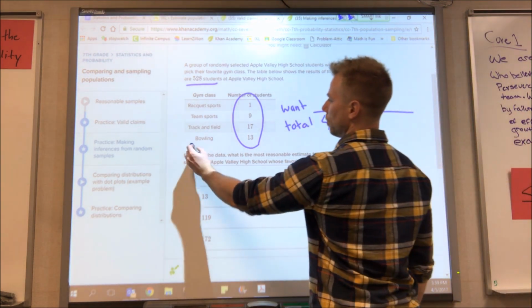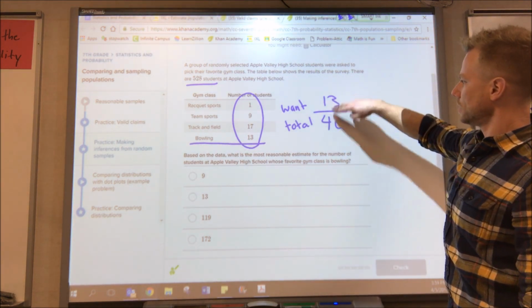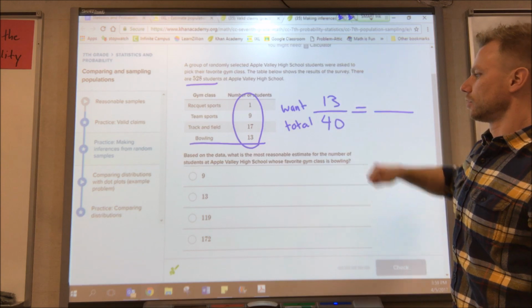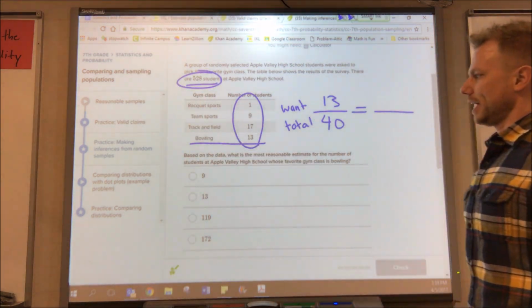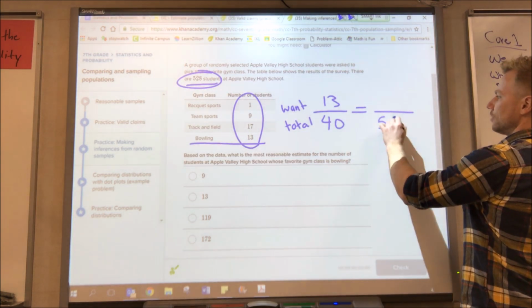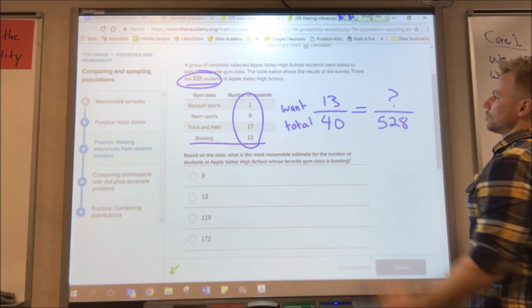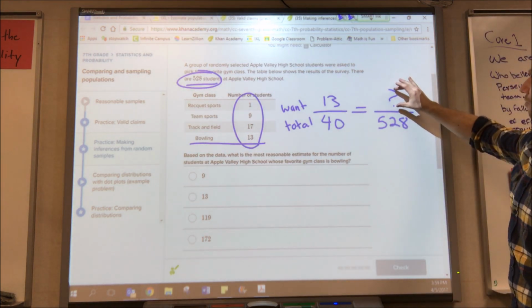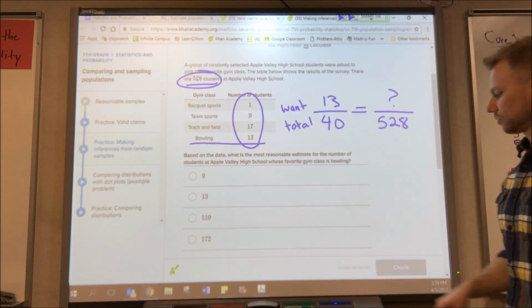Those that prefer bowling was 13. So we want bowling out of a total of 40 students. We want to know how many students out of 528 prefer bowling. So we're going to put 528 on the bottom over here because that's the total. Question mark on top. How many prefer bowling is what we want out of a total of 528 students.